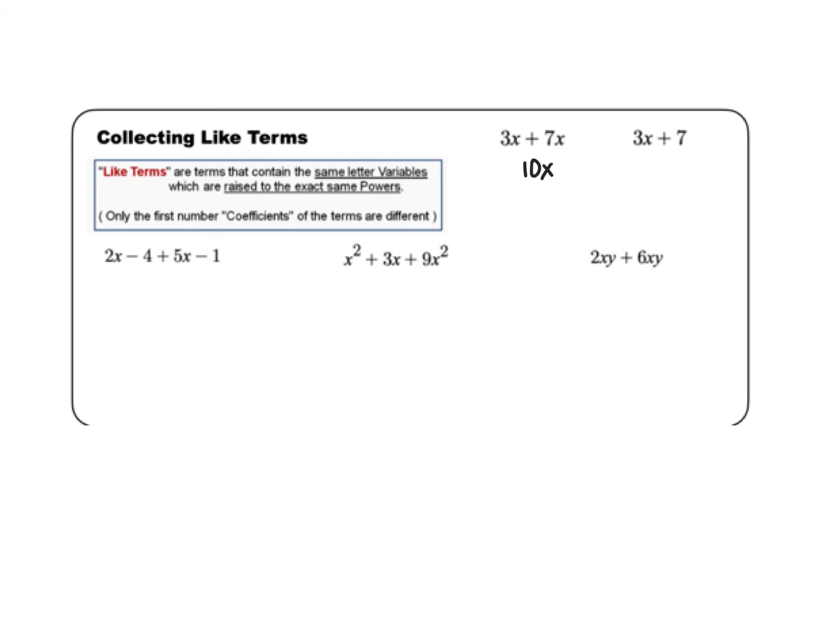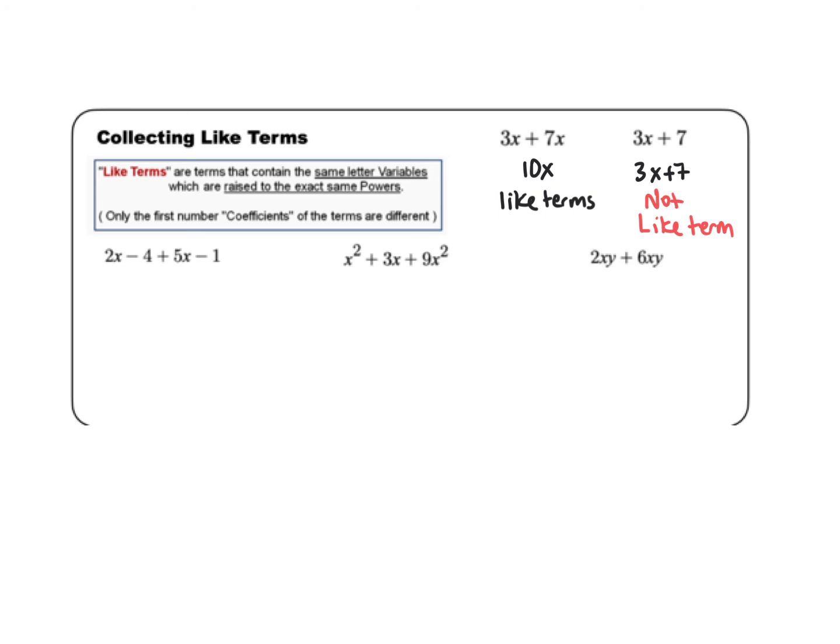Whereas the example immediately to the right of it, these cannot be combined because these are two different things. These are 3x's, and then this is just 7. So we don't know if we have 10x's. This is just 7, it represents something. And so we just have to leave it. So this is an example of like terms, and this is an example of not like terms.